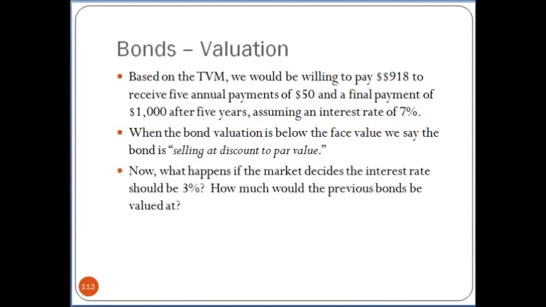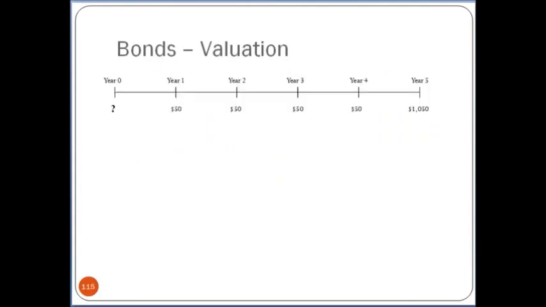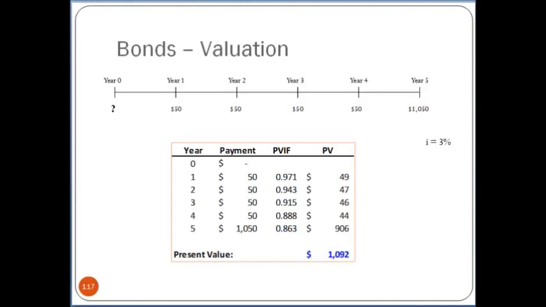So now let's look at the opposite situation. What happens if the market decides that the interest rate or the discount rate should be 3%? So how much would the previous bond be valued? Here's our timeline. Our discount rate is 3%. And let me just uncover the whole analysis. In this case, the present value today of all these payments is $1,092.